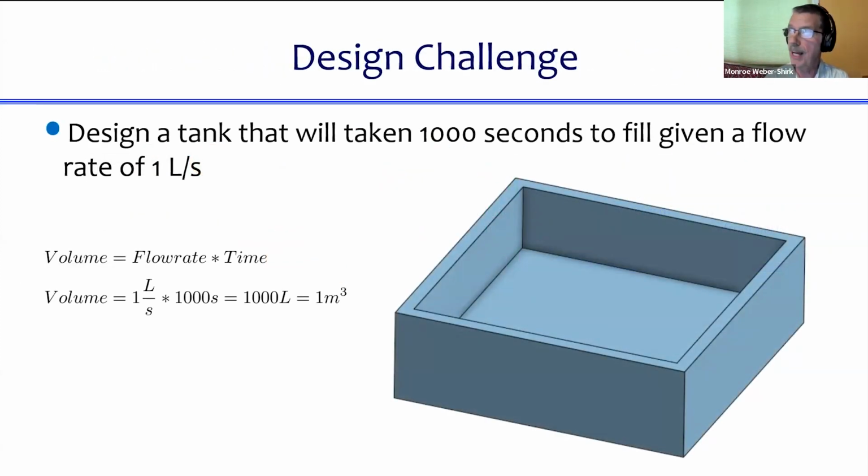So I'd like to go through an example of this design process. So suppose you want to design a tank that will take 1,000 seconds to fill, given a flow rate of 1 liter per second. So there's my design challenge, a tank that water spends 1,000 seconds in it, and the flow rate is 1 liter per second. The first step is to do the physics. So we grab our calculations and we think about this problem and we realize, oh, volume is equal to flow rate times time.